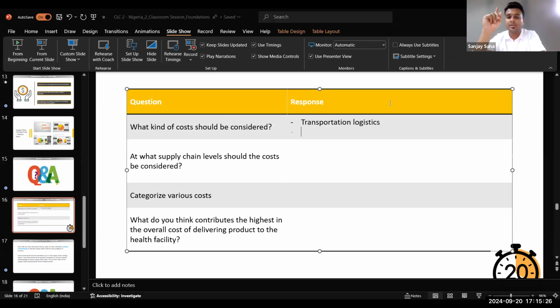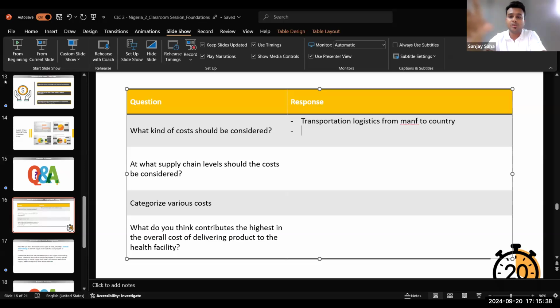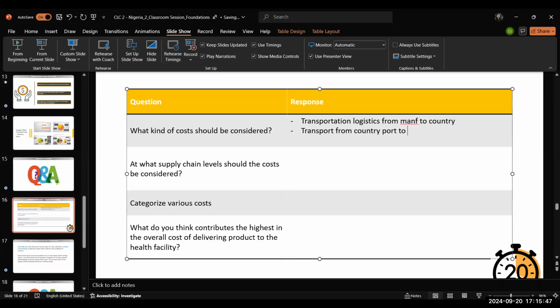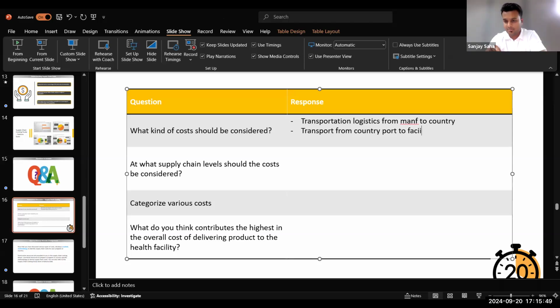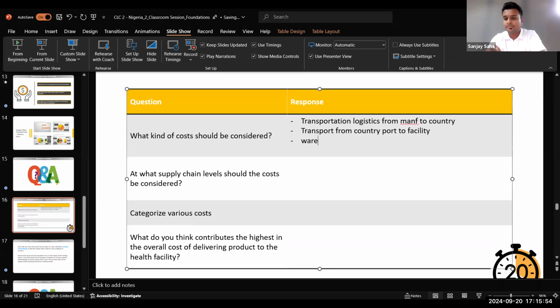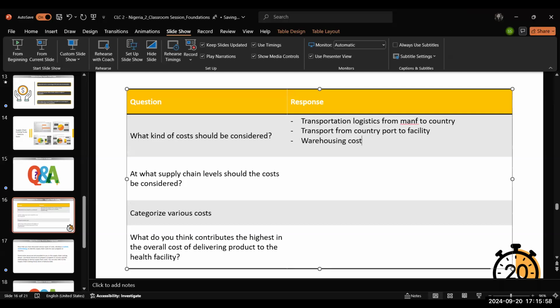So cost number one is transportation logistics from manufacturer to country. Number two is from the country port to the patient or the health facility. Yes, Isaac. The drug also stops at the warehouse. So warehousing costs. Correct. Those are the ones I think.